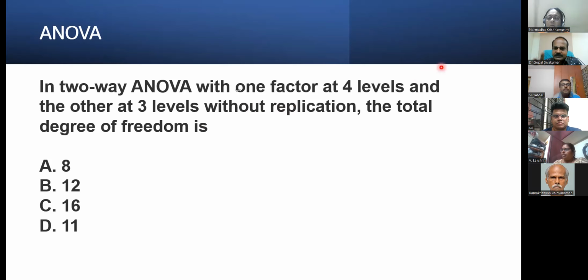The levels of the first factor multiplied by the levels of the second factor, and so on. Here there are only 2 factors. 4 into 3 is 12, so there is no replication. So the total number of experiments is 12. So the total degree of freedom is 12 minus 1, 11 is the answer.